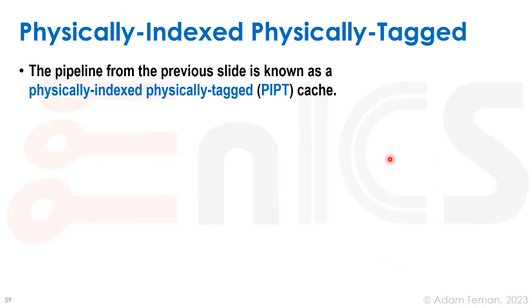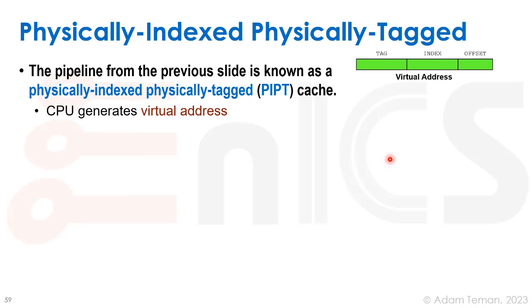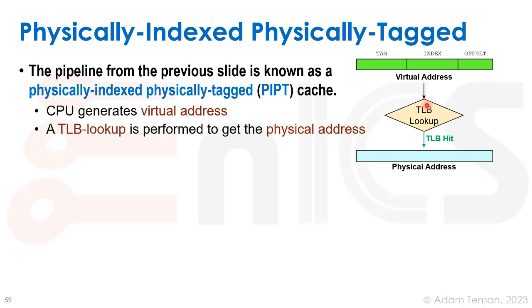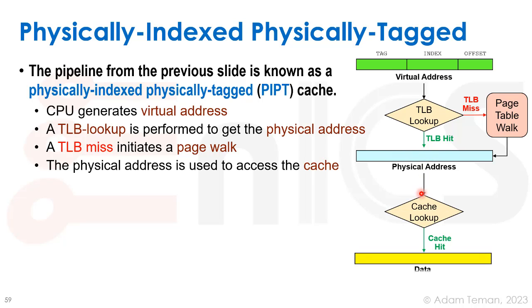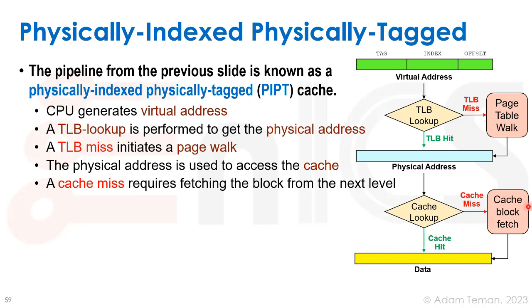So this, what we saw before, is called a physically indexed, physically tagged cache. In this case, the CPU creates a virtual address, which has a tag, an index, and an offset, as we saw earlier in the lecture. We provide that to the TLB, which performs a TLB lookup, and if we get a hit, we provide the physical address. If we get a miss, we have to do a page table walk, and eventually we'll get this translation into the physical address. The physical address then is used to access the cache, and if we get a hit, then we provide our data. If we get a miss, we have to go and fetch the block from the next level.